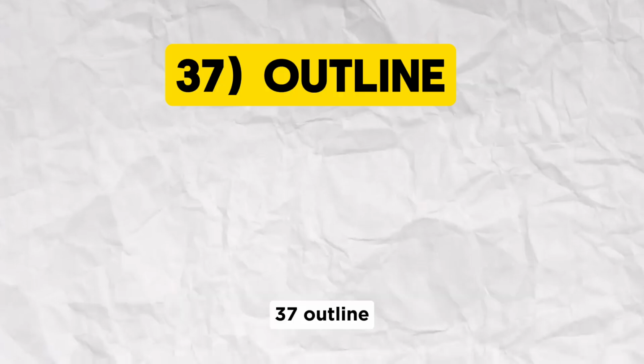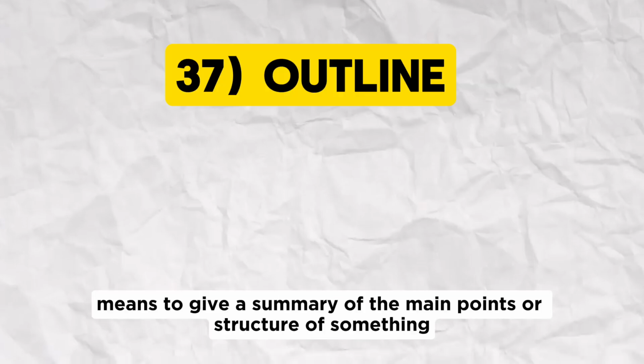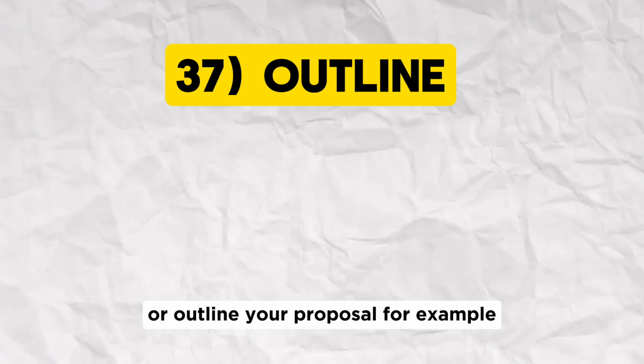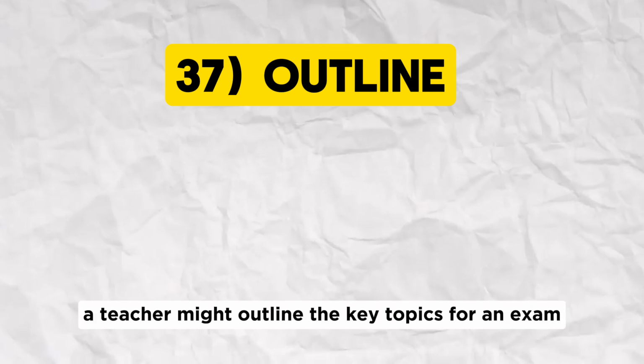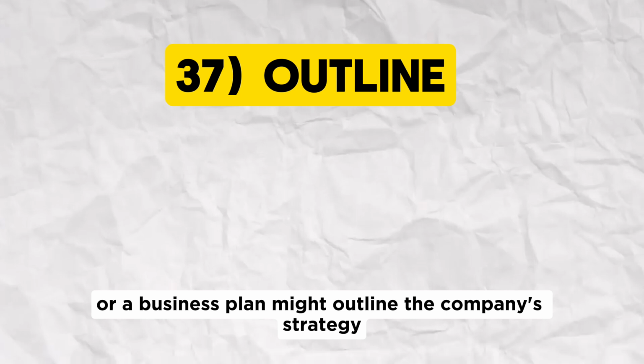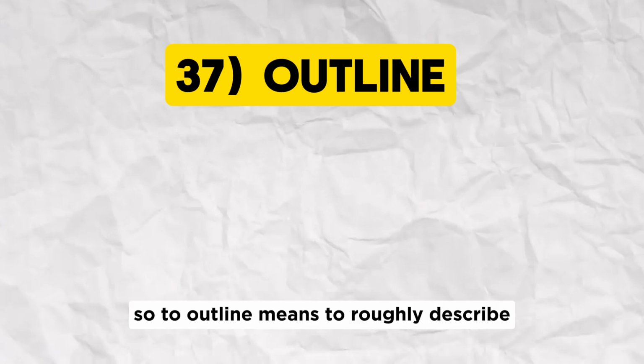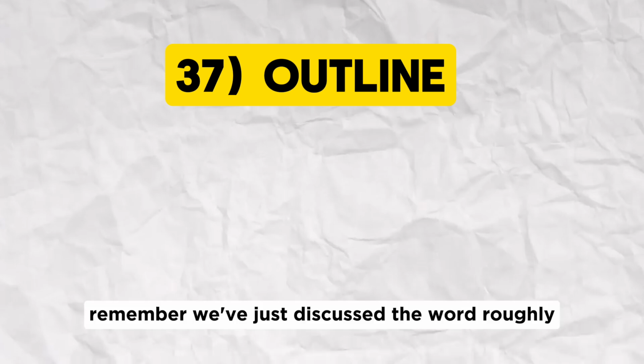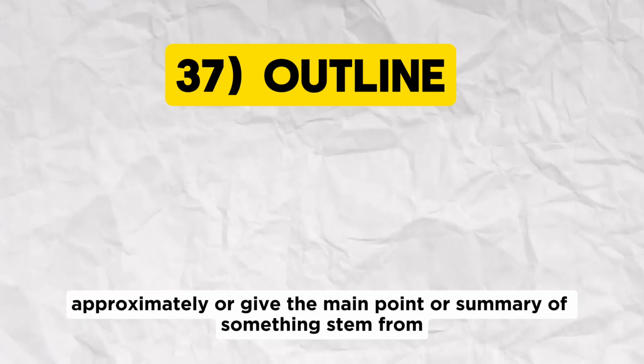37. Outline. To outline means to give a summary of the main points or a structure of something. You can outline a plan, outline your steps, or outline your proposal. For example, a teacher might outline the key topics for an exam, or a business plan might outline the company's strategy. So, to outline means to roughly describe. Remember, we've just discussed the word roughly, approximately, or give the main point or summary of something.